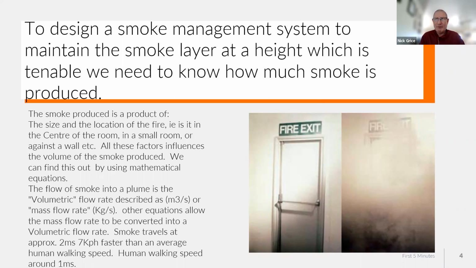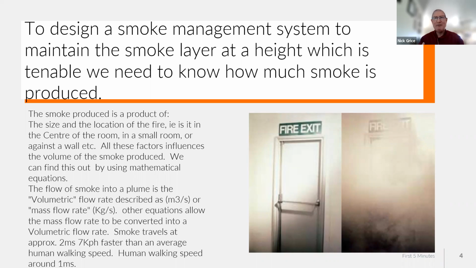So what they do with the flow rate, the smoke is in a plume, and it's worked out as the volumetric flow rate described in meters cubed per second, or the mass flow rate in kilograms per second. And there are many, many equations to work it out. Smoke travels at around 2 meters per second, which is around 7 kilometers an hour faster than the average human. The average human walks around 1 meter a second. So you can see there's a lot of factors to be taken into account. There are huge equations for what type of material is burning, where it's going to be burning, what the openings in the room are, how much air is coming in, all that type of stuff.